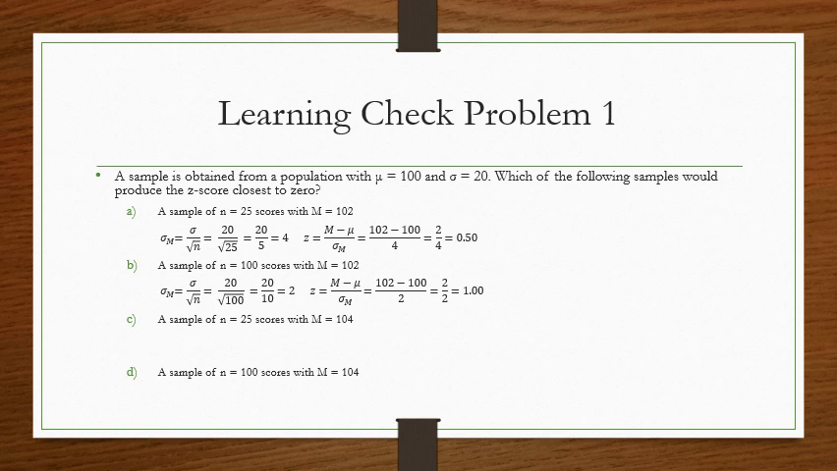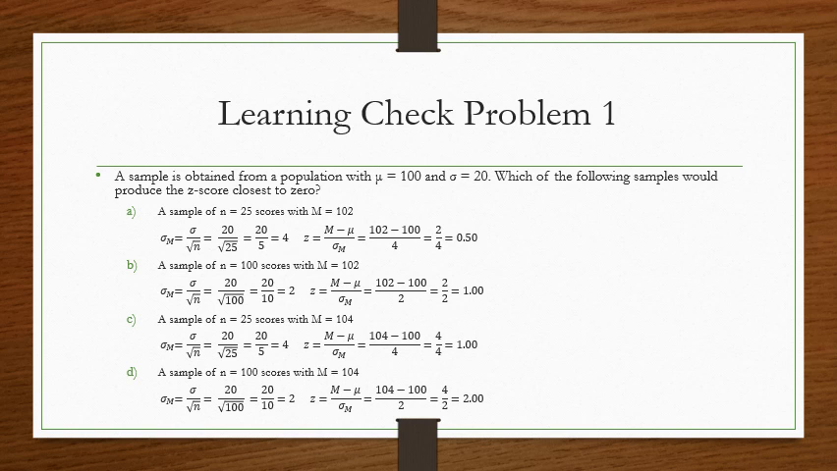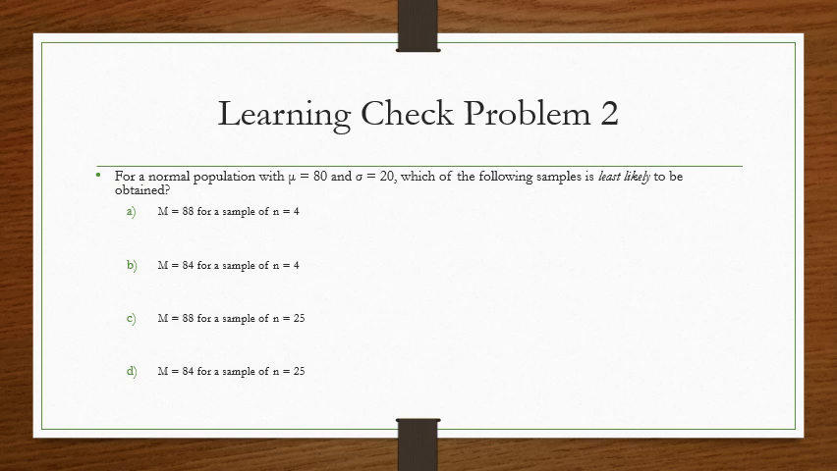Check your work with mine, see if you got the same answers, and then to decide what the final answer would be, the closest to 0 would be the smallest z-score. So it would be A with a z-score of 0.50.